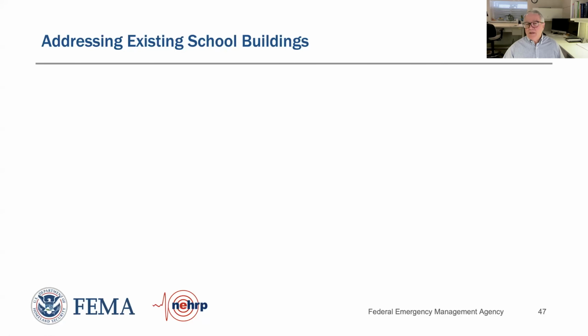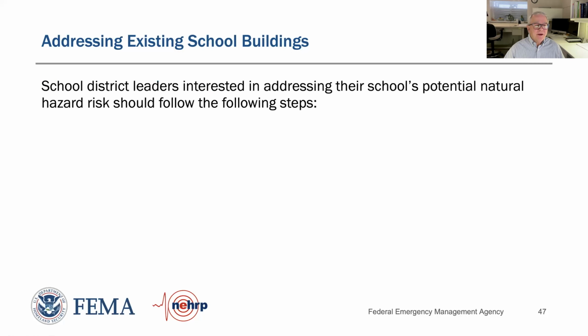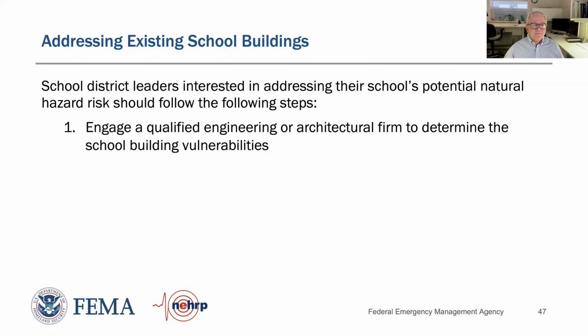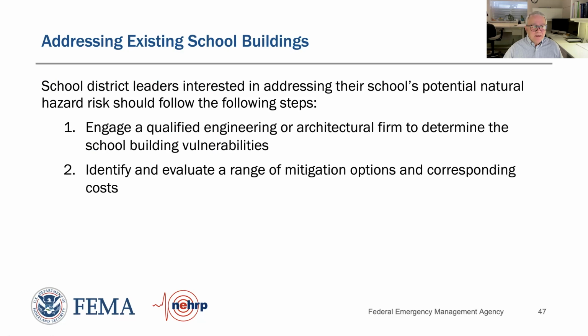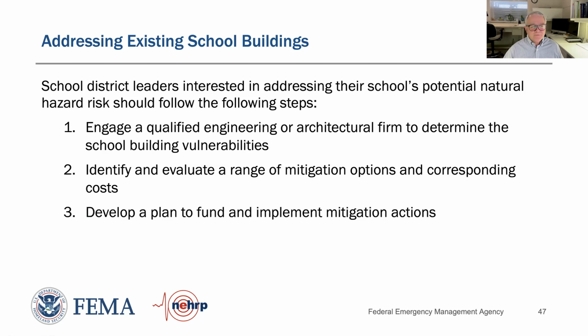So let's start by talking about existing schools and what we need to think about there. School districts and leaders addressing their school's potential natural hazard risk should follow these steps. First, engage a qualified engineering or architectural firm to determine the school building vulnerabilities. Secondly, identify and evaluate a range of mitigation options and corresponding costs. So first, you've identified the building vulnerabilities, and now you've characterized how much it'll cost to mitigate some of those dangers. Third is to develop a plan to fund and implement mitigation actions.